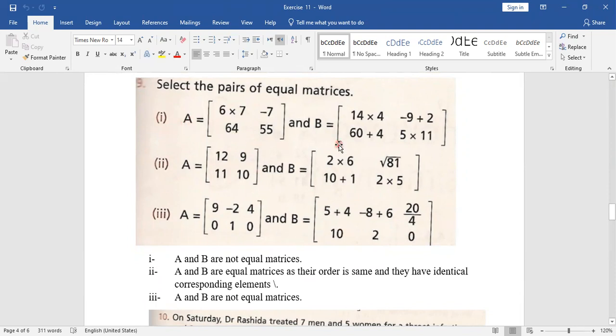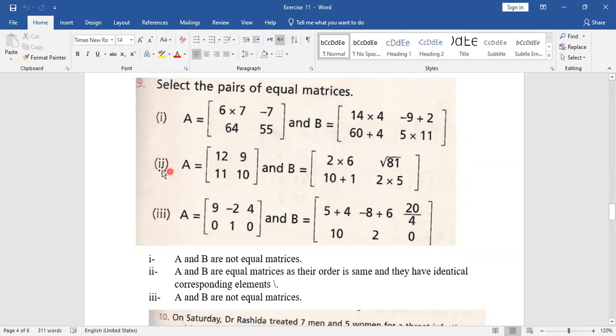Now see this A and B, the order is same, but if we see 6 multiplied by 7, that is equals to 42, and 14 multiplied by 4 is 56. 42 and 56. Minus 9 and 7, rest of the elements are the same. But if only one element, one member or one number is not the same as in matrix A, then we will say it is not equal matrix. A and B are not equal matrices.